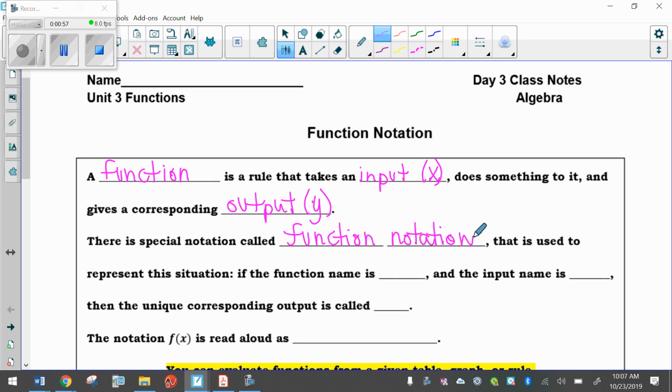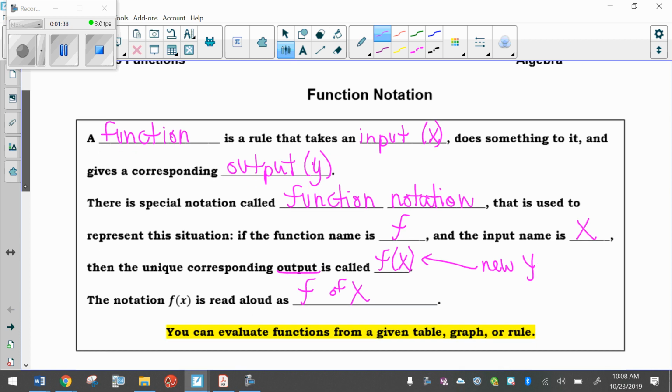So this next part here is just going to give you an example of what the variables will look like. So if the function name is f, for example, and the input name is x, then the unique corresponding output is called f of x. So that is how we read this out loud. We say f of x, and that's the output. So basically, this notation, f of x, is the new way that we will write our y's, or outputs.